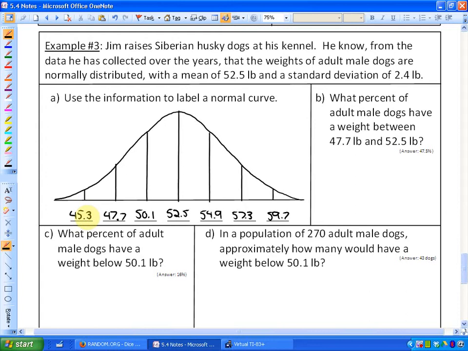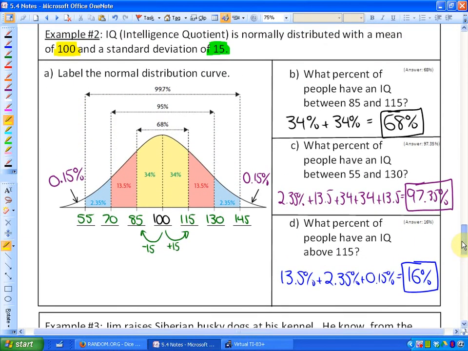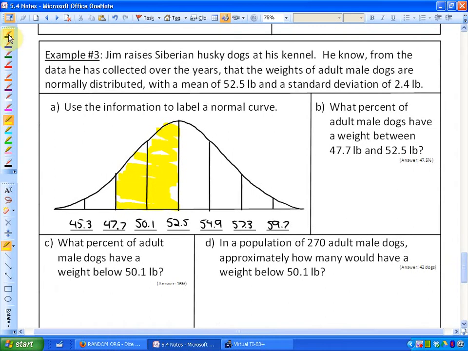Part B says, what percent of adult male dogs have a weight between 47.7 and 52.5 pounds? Well, those would be these dogs here. And the percents from the previous question, those never change. So these percents inside here never change. So this is 34% and this is 13.5%. So if we add those two, we'll have a total of 47.5%.